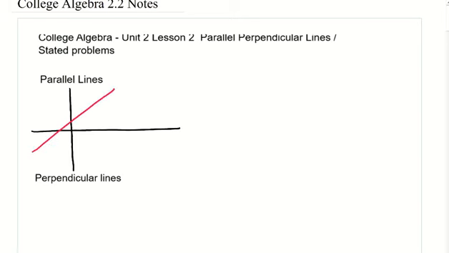Here I'm drawing a line, and then I'm going to draw a line that's parallel to it. Right? Parallel lines, they sit kind of at the same angle, they never intersect. That's all things we learned about in geometry.